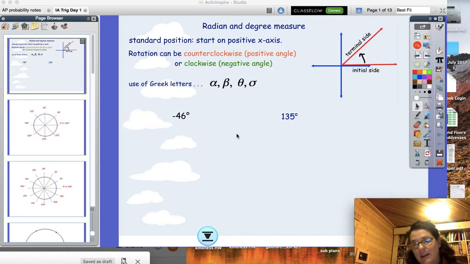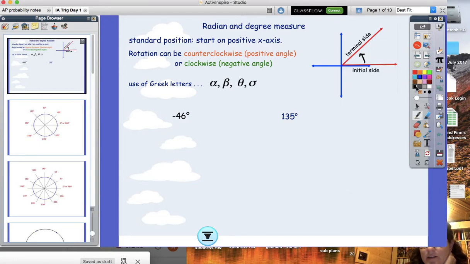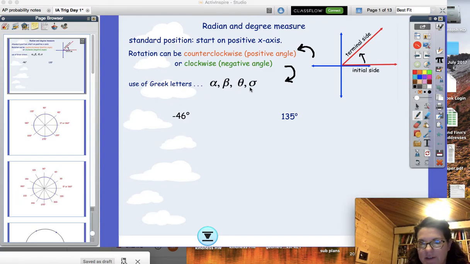So, first thing is on this page, we have this idea that a positive angle is going to be denoted by going counterclockwise. So counterclockwise would be going that way. A negative angle is denoted as going clockwise, which would be this way. Angles, we often use Greek letters to represent angles. So like X, Y, Z, those represent sides, but when we're talking about angles, we're going to be using Greek letters.